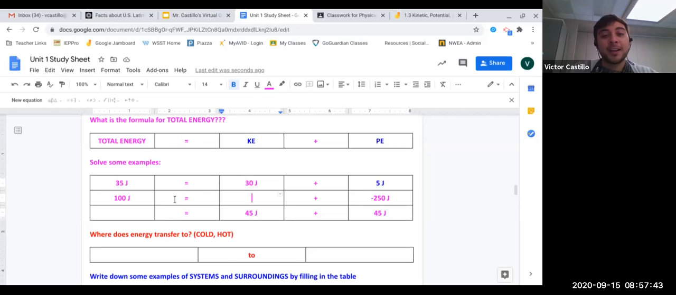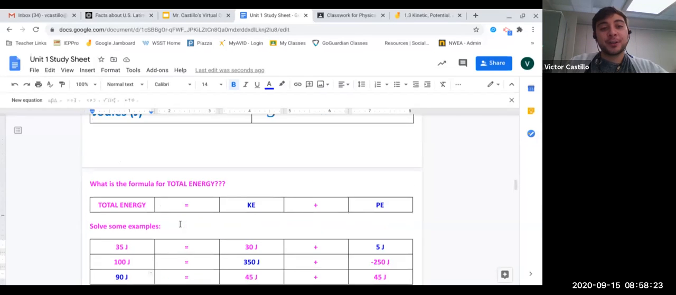So the next one, negative 250 joules plus something equals 100 joules. This is a little bit tougher math, but if you know your math correctly, you will know that 350 joules plus negative 250 joules equals 100 joules. Okay. And the last one is 45 plus 45 equals what? 90 joules of total energy. Remember, all we're doing is just adding them together to find out the total energy being used. Okay, that's it. That's all we're doing. Some pretty simple math here, nothing too crazy. So this is the first section that we're doing.